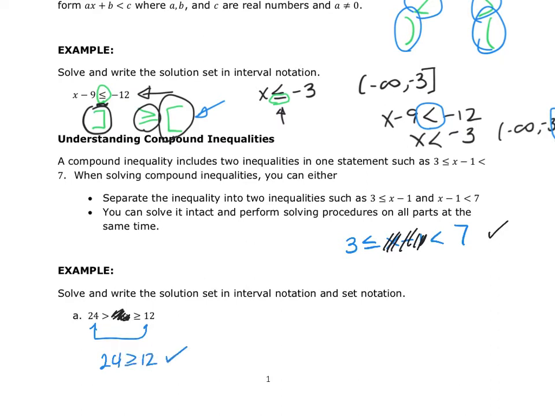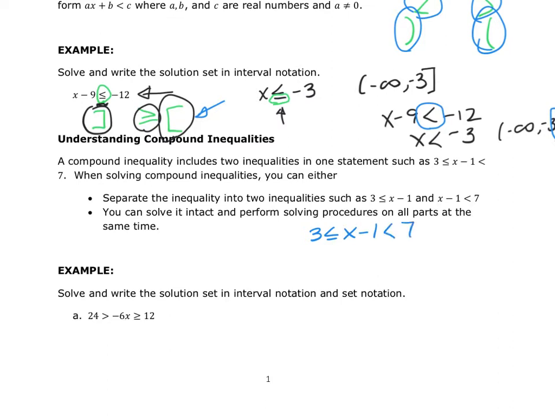So it doesn't matter if I have the inequalities going greater than or if I have my inequalities going less than. As long as I pull out that middle piece and it still holds true, then we have a compound inequality that will work. Now, we have two options when we solve for compound inequalities. Option 1, I'm going to go back up here, and I have 3 is less than or equal to x minus 1, which is less than 7.